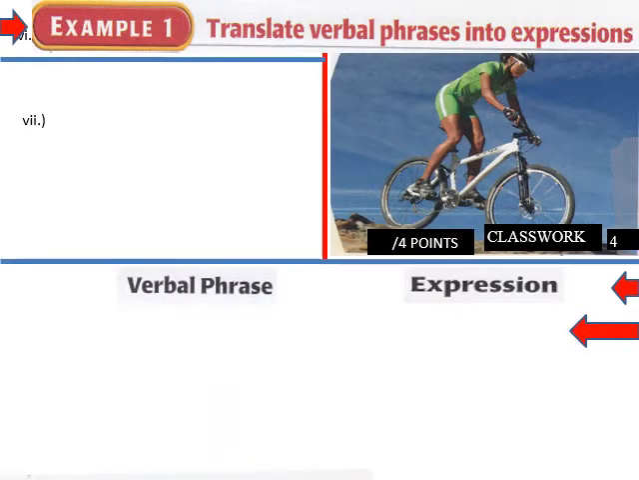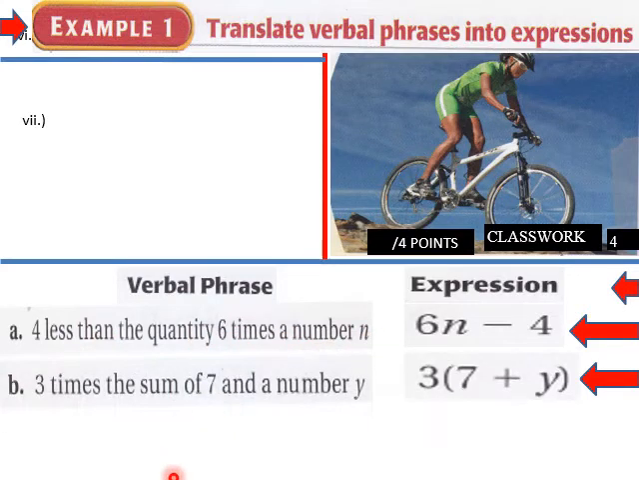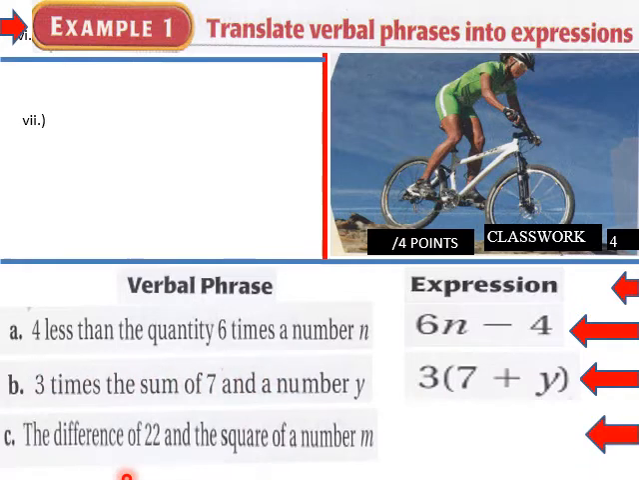Okay, example 1 here, translate verbal phrases into expressions. So A, 4 less than the quantity 6 times the number n, that would be the expression: 4 less than a quantity 6 times n. And then 3 times the number 7, number y. So we have a quantity here: 3 times the sum, or quantity, of 7 plus y, the sum of 7 and y. That would be the mathematical expression of this statement here.